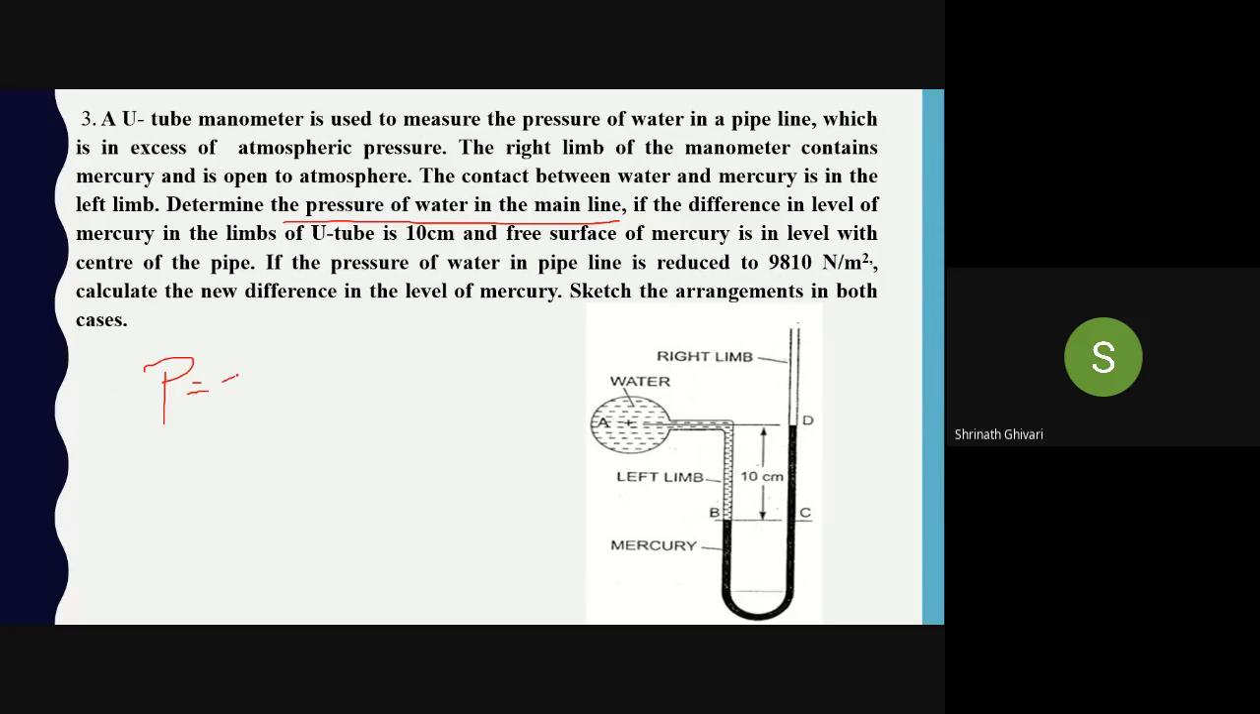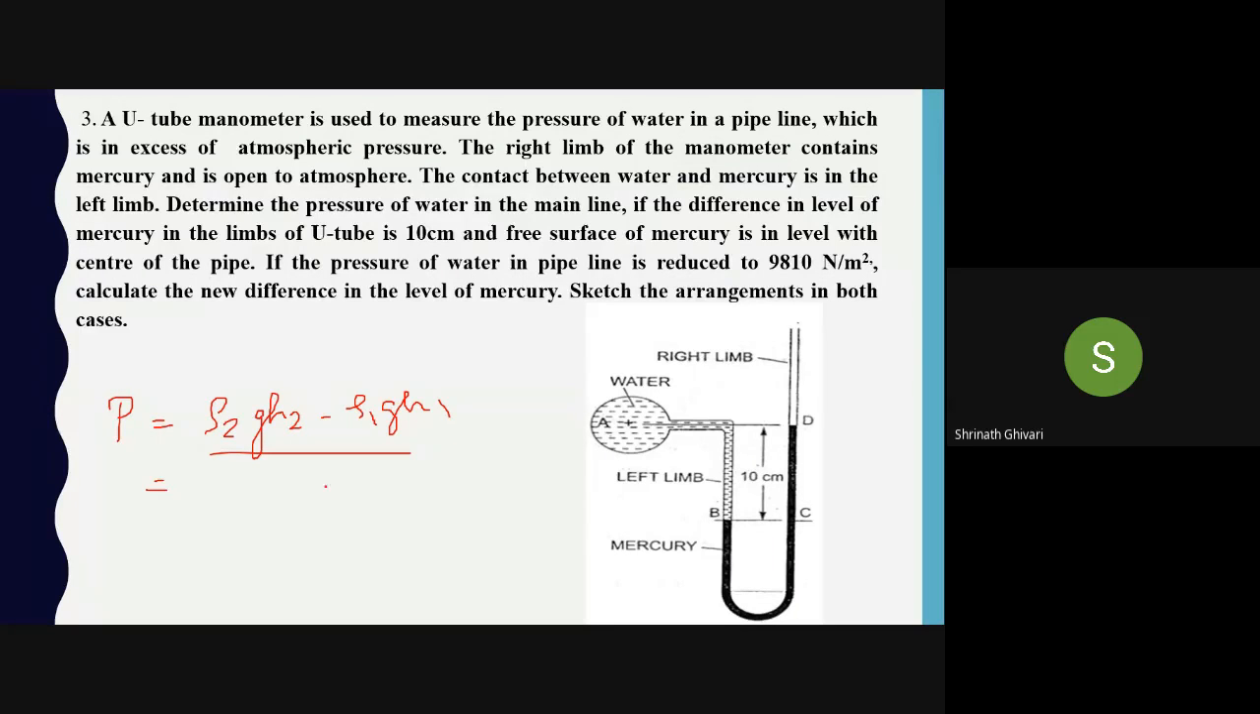P equal to minus rho 2 GH2. Correct? No, sir. P equal to what? Rho 2 GH2 minus rho 1 GH1. Whether we are calculating atmospheric pressure, gauge pressure or vacuum pressure here? Answer me. Gauge pressure. Good. Gauge pressure. So rho 2 GH2 minus rho 1 GH1.